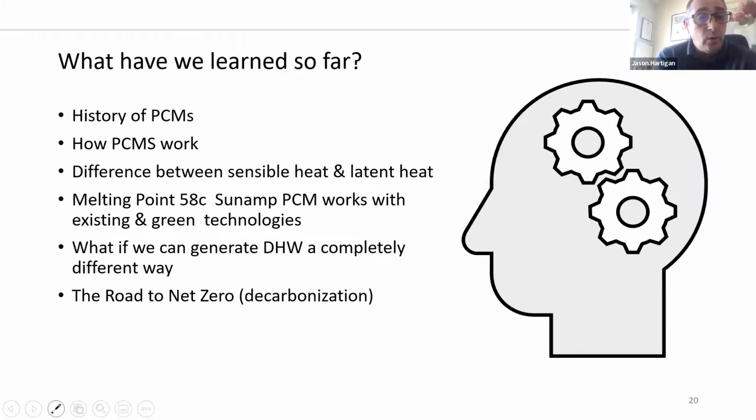So what have we looked at and what have we learned? We've looked at the history of phase change materials, how they work, the difference between sensible heat and latent heat, its melting point at 58 degrees C. So we need 58 degrees temperature rise into the battery for the phase change material to melt and start absorbing latent heat. So ideal temperature range is between 60 and 75. We've looked at what if we can generate domestic hot water a completely different way on the road we're all on.